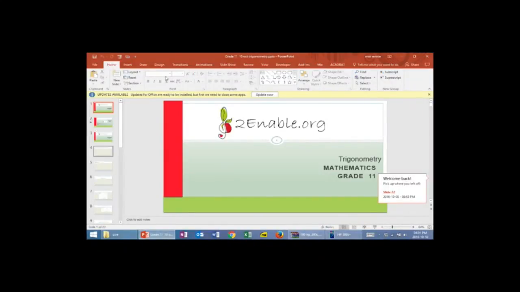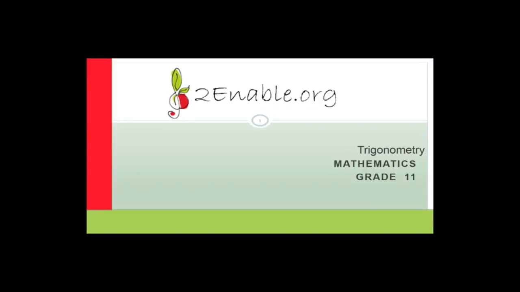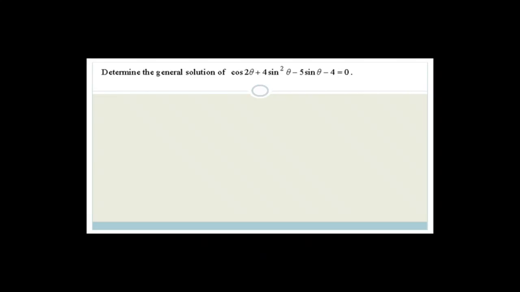Okay, because before I get to the sine rule, the cosine rule, and the area rule, I want to go through a couple of general solution questions that we actually hadn't done last term before we ended. So I want to do that now with you. So let's go through it.